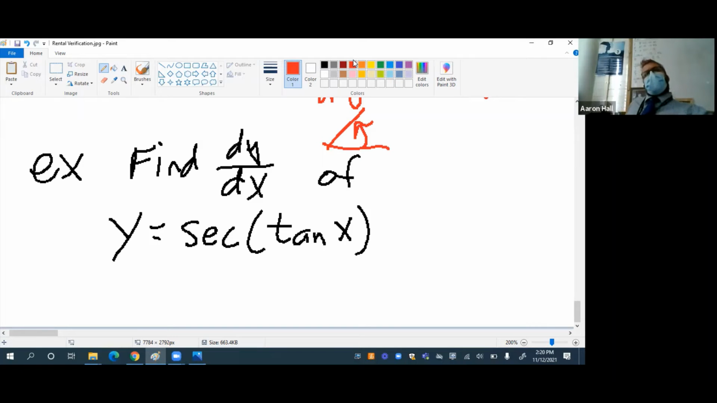What's this method called where you have a function inside of another function and you have to take the derivative of it? It's called the chain rule.